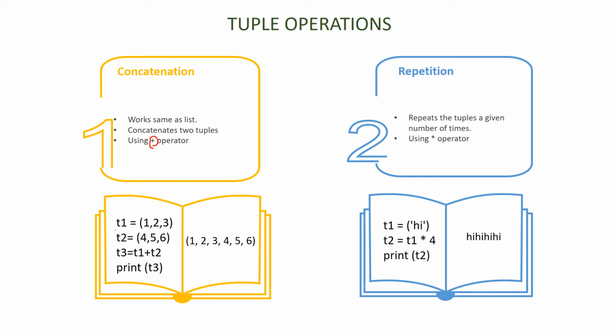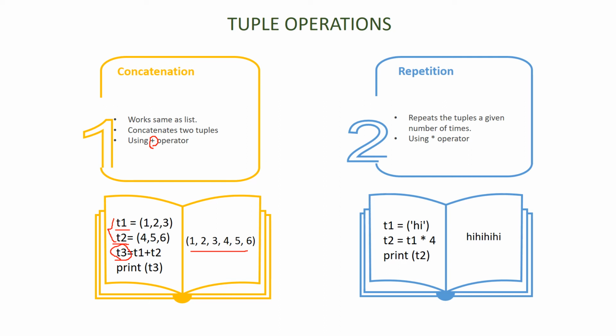Let us consider two tuples, t1 and t2. In another variable, t3, I am going to concatenate both the tuples, t1 and t2, using the concatenation operator. Now 1, 2, 3, 4, 5, 6 will be printed. So this is the concatenation operation on tuples.